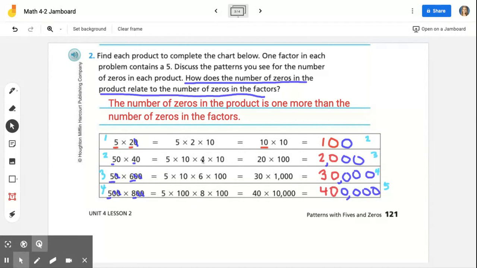Okay, so the answer I came up with, and you hopefully got something similar, is that the number of zeros in the product is one more than the number of zeros in the factors. Go ahead and write that into your book. You can use mine exactly how it's written now, or you can put it into your own words, whatever way, as long as you're using the correct academic vocabulary. Please include the words product and factors, and of course, zeros in there as well. So the number of zeros in the product is one more than the number of zeros in the factors.